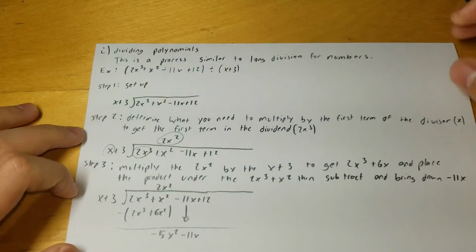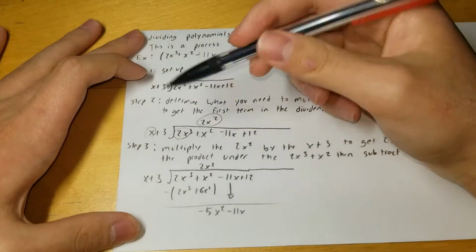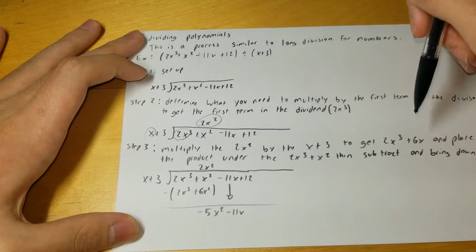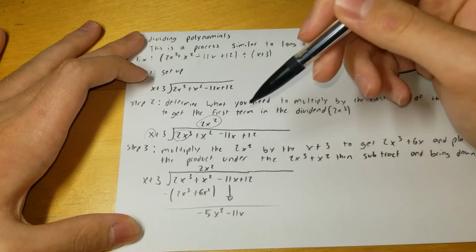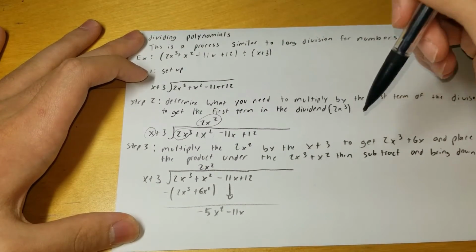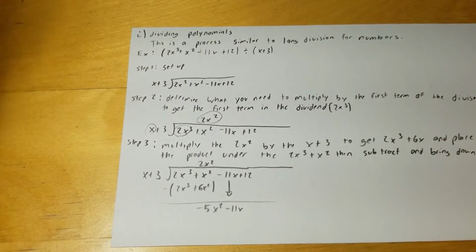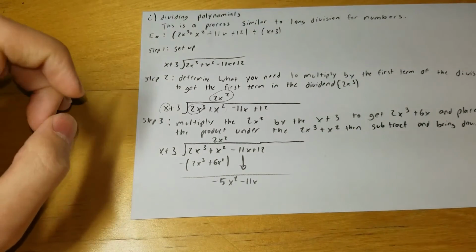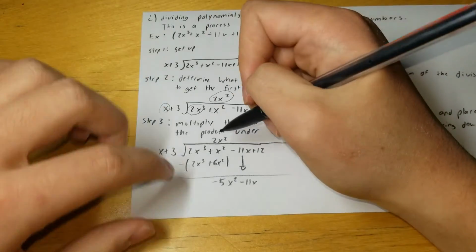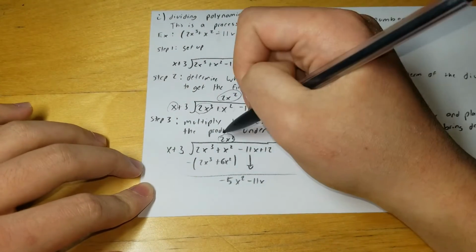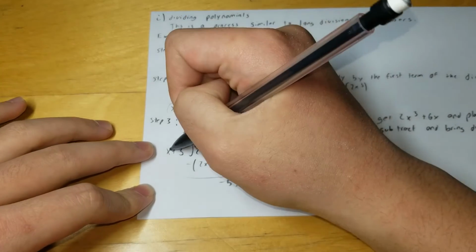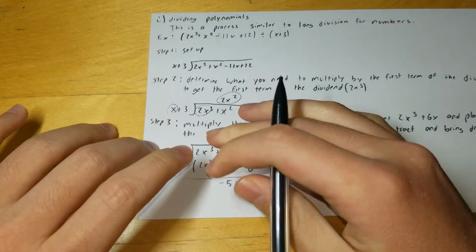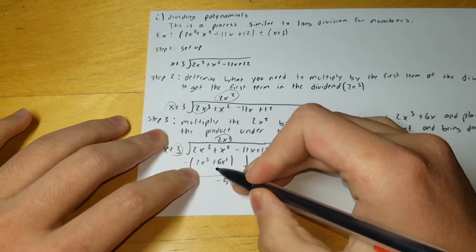Okay. And then step 3, you would have to multiply the 2x squared by the x plus 3 to get 2x cubed plus 6x squared, and then place the product under the 2x cubed plus x squared, then subtract and bring down 11x, negative 11x. So it's a bit of a mouthful. Essentially, once you get this part, you just multiply this by that, and this by the 3.